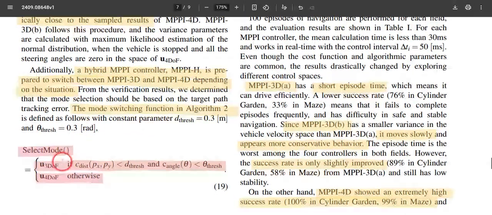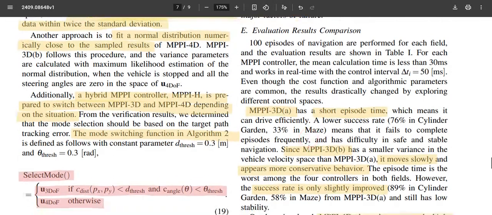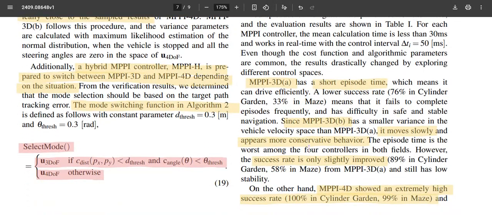These are the criteria to select the mode based on the distance and the angular deviation from the track angle. What we observed is the MPPA 3D has a very aggressive behavior. It could finish in a short time, but it is more aggressive, and it can collide, making collisions in both.